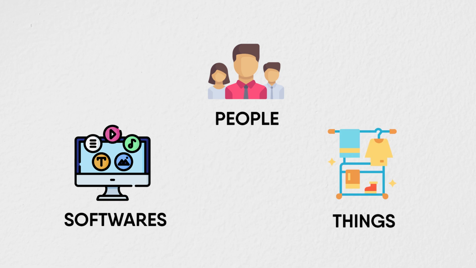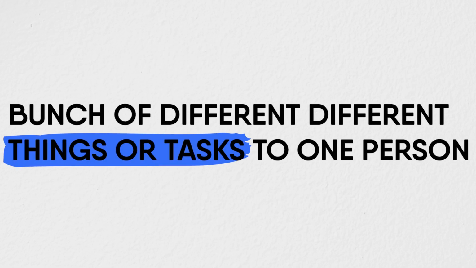I start off by outsourcing, or basically getting other people, other software, other things to do my tasks, which are the easiest first. The top-down funnel is where the top view is the most broad one. That's when you basically outsource a bunch of different tasks to one person, so they might be doing all of those tasks together.